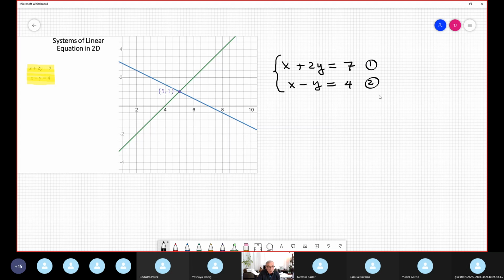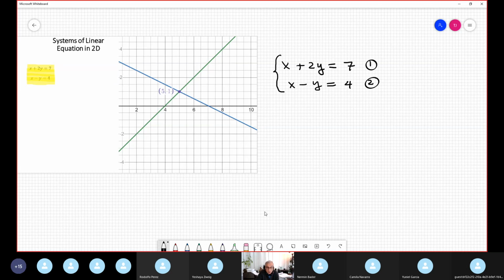Entonces, there are two methods for solving a linear system of equations. One is substitution, one is elimination. When do you use one or the other? Well, my recommendation is using substitution only when you have in the problem one variable with coefficient 1 or negative 1. In this case, the coefficient in front of the x is 1, and the coefficient in front of the y is negative 1.